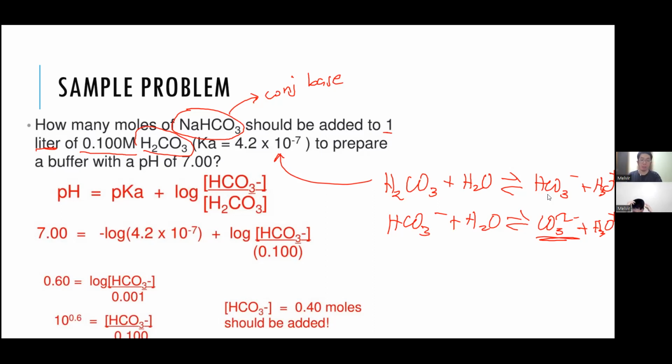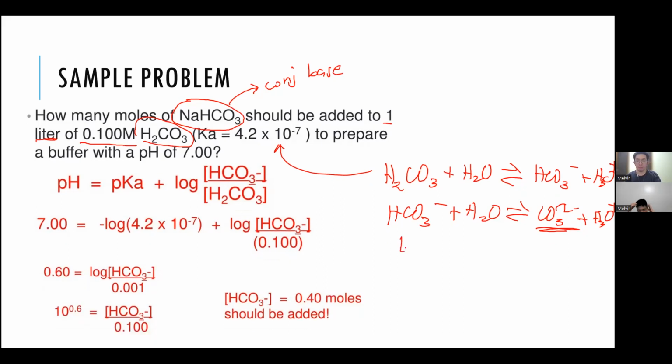4.3 times 10 to the negative 7. Tapos ang binigay niya, bicarbonate tsaka H2CO3, carbonic acid. Carbonate po is 4.7 times 10 to the negative 11. O, di ba? So, ang tagal bago matanggal pa si bicarbonate, no? Napakaliit. So, the formation of carbonate ion is less preferred, no?